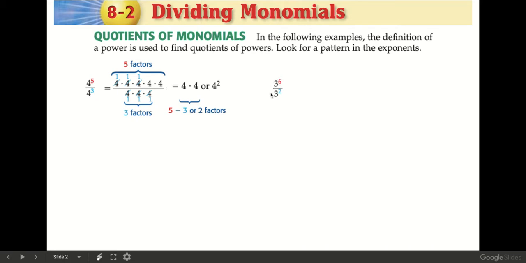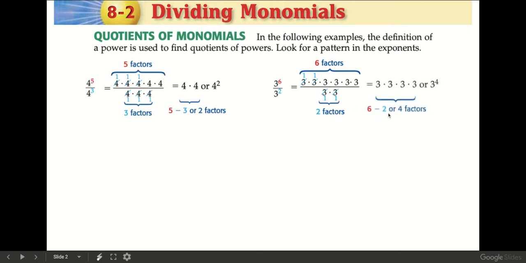Let's take a look at another example. What if I had 3 to the sixth power divided by 3 squared? Again, if I wrote it out in expanded form, 3 times itself 6 times, divided by 3 times itself 2 times, these 2 factors of 3 up here cancel out these 2 factors of 3 down here. So really, it's 6 minus 2, which leaves me with 4 factors of 3, which is 3 to the fourth power. Again, looking for that pattern, you can see that if I have the same base, I can subtract their exponents when I'm dividing.